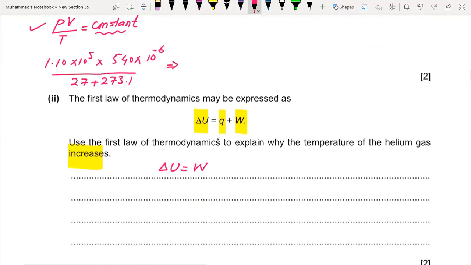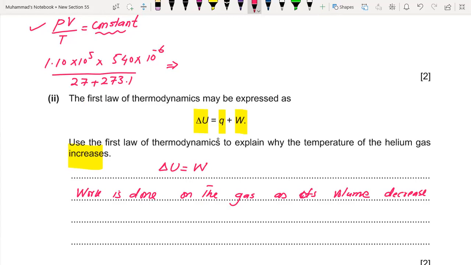What you will write is: work is done on the gas by the surroundings as its volume decreases.